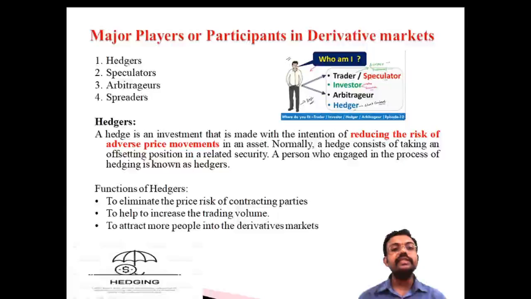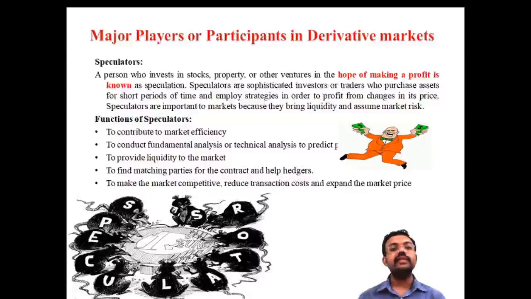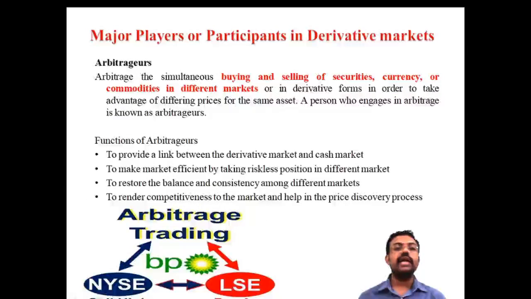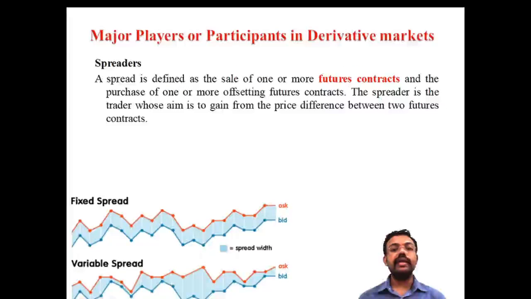That's hedgers. The hedger is reducing the risk. Speculators are for making profit. Arbitrageurs do simultaneous buying and selling of the same currency in different markets. That's arbitrage. And spreaders are enjoying the price movement between two future contracts. Okay, that's the spreaders. These are the four categories of players in the derivative market.